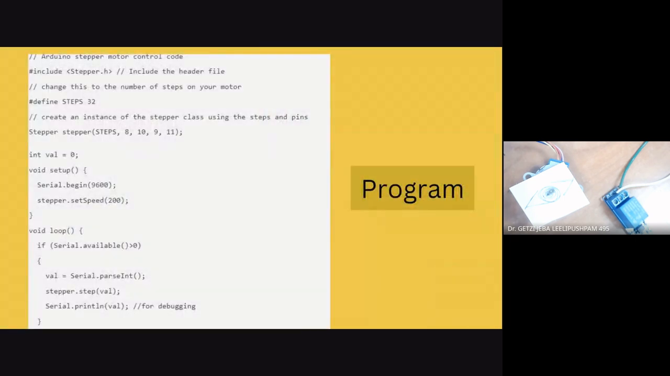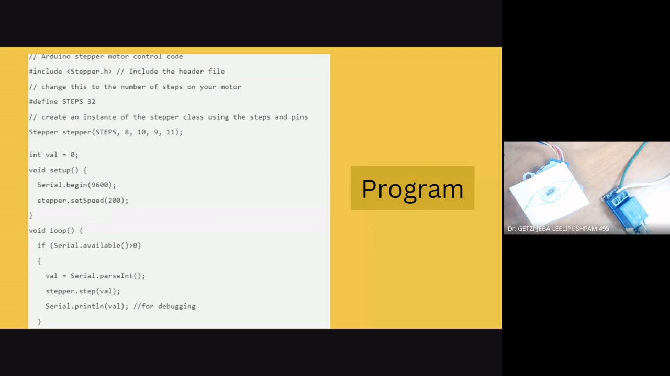This is a small program. Here #define STEPS is 32. Why is STEPS 32? Already I told you, in the link they have done a calculation. Based on the number of rotations, they define the steps as 32, along with the pin numbers where the pins are connected. Then they call stepper.setSpeed, asking it to rotate at a speed of 200.